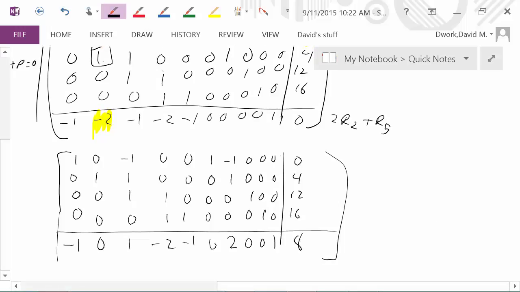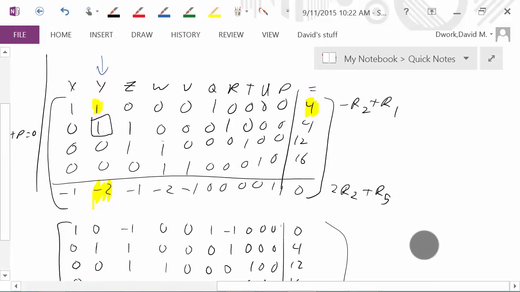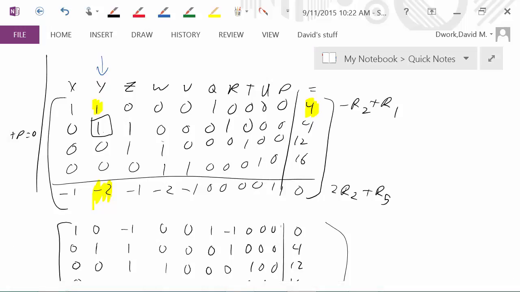Okay, so let's recap. What was the decision-making process? How do you go through this? Step 1, look for the largest negative number in the objective equation. We had a tie, so you could pick either column. So I decided to pivot in the y column.